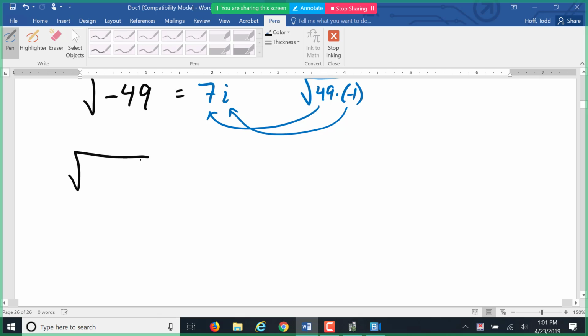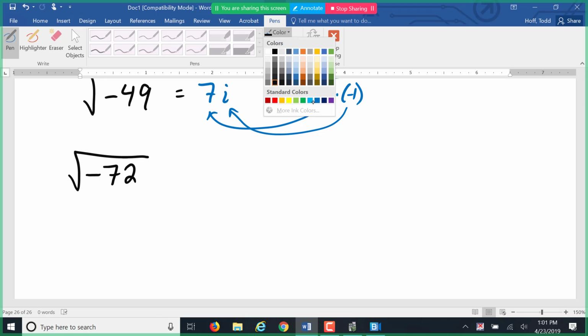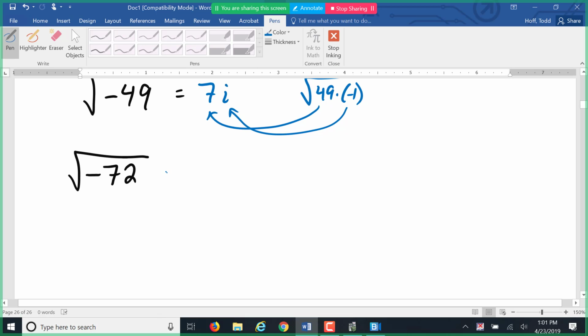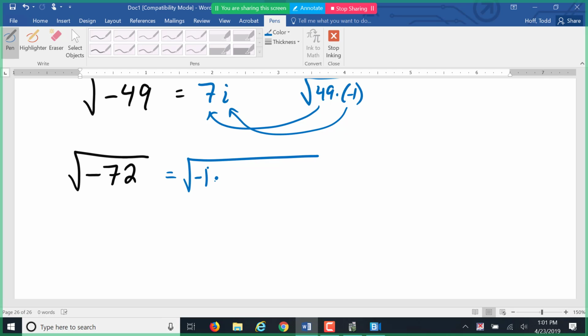Not all of them work out quite so nicely. We might have the square root of negative 72. Well, we know we're going to take a negative 1 out of that. 72 is not a perfect square. We could break it down. Some of you might see that we could do it as 2 times 36, and 36 is a perfect square. If you don't see that, we can just factor it.